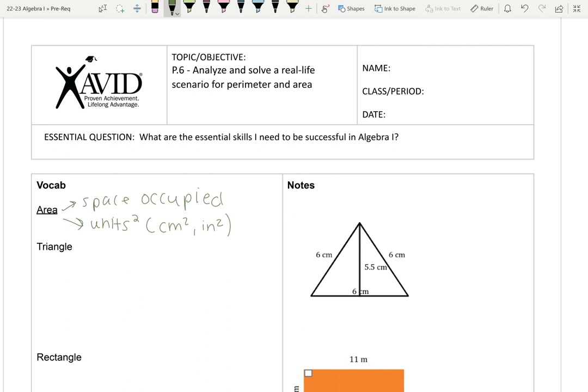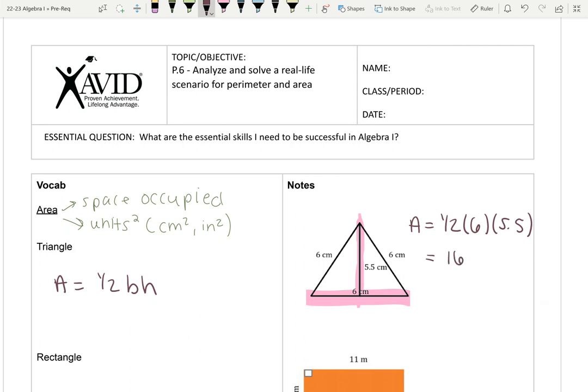So we're going to start with a triangle, and the formula for the area of a triangle is area equals 1/2 base times height. So looking at this triangle, my base here is 6, and then here's my height of 5.5. So you're not always going to use all the numbers that they give you. So my area would be 1/2 times 6 times 5.5. Now, if you calculate all of that and multiply them, you will get 16.5. And since we are using centimeters, we are going to do centimeters squared.